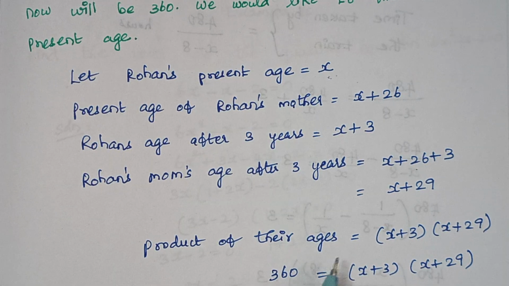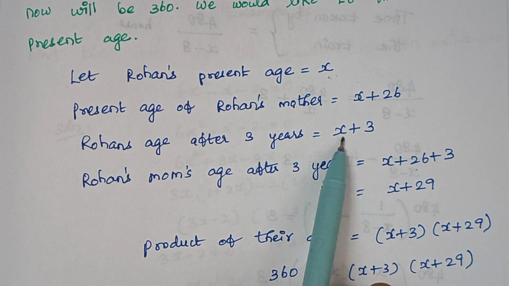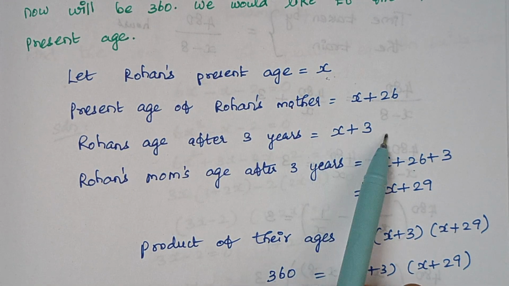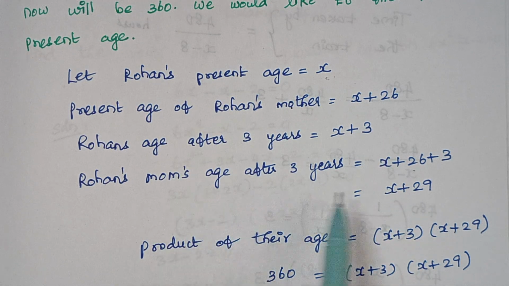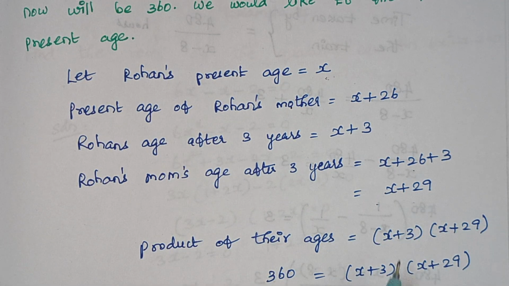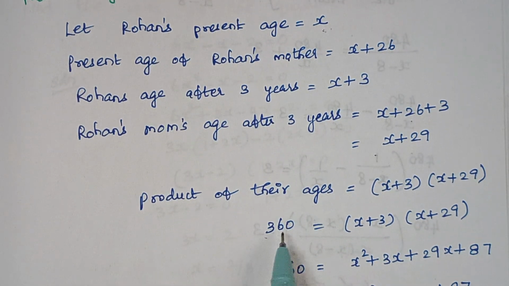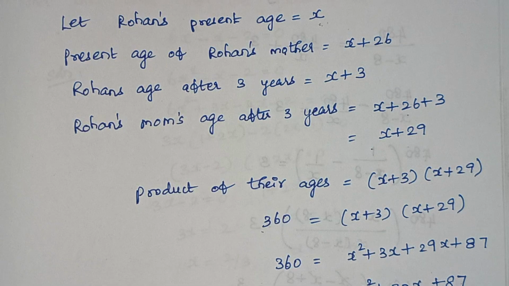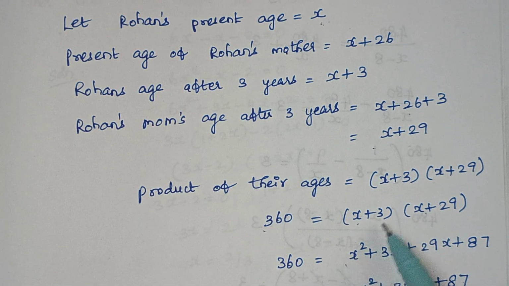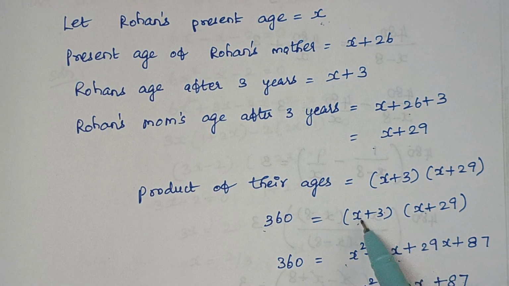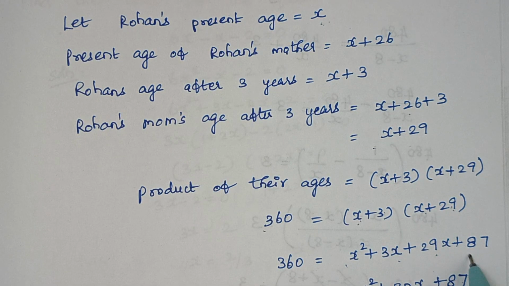So, the product of their ages after 3 years, with Rohan's age X plus 3 and Rohan's mom's age X plus 29, gives X plus 3 into X plus 29, which is 360. Now, we have to multiply. So, X into X, X square, 3 into X, 3X. X into 29, 29X, 3 into 29, 87.